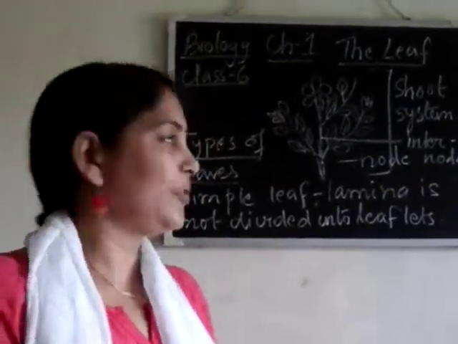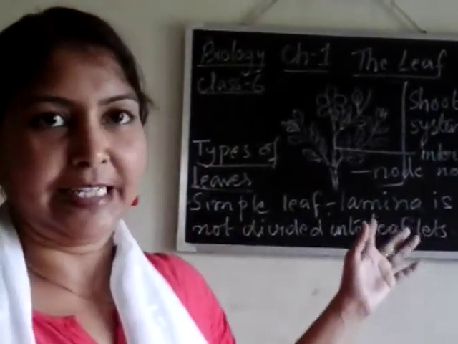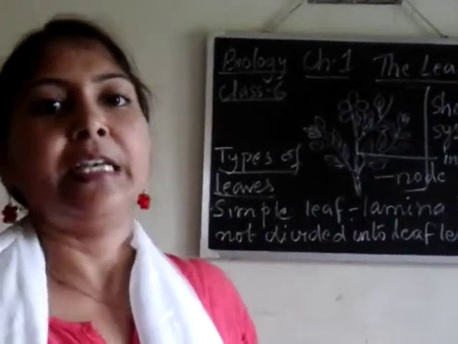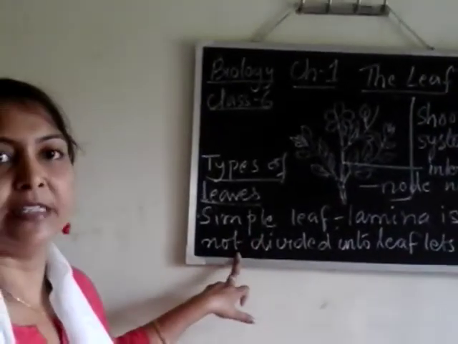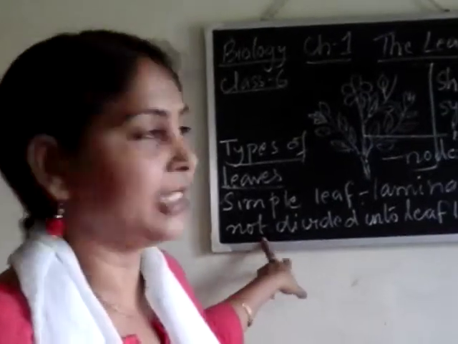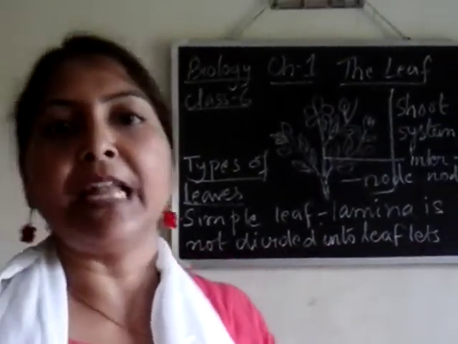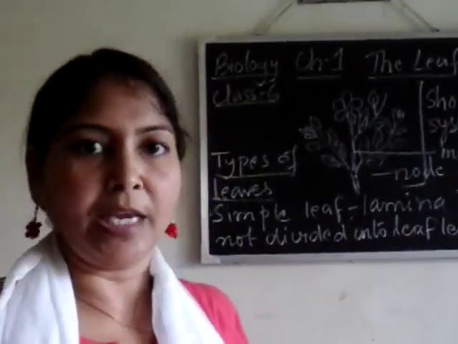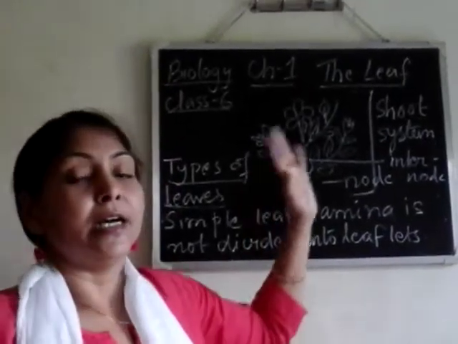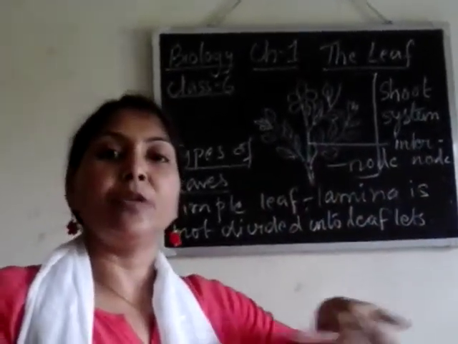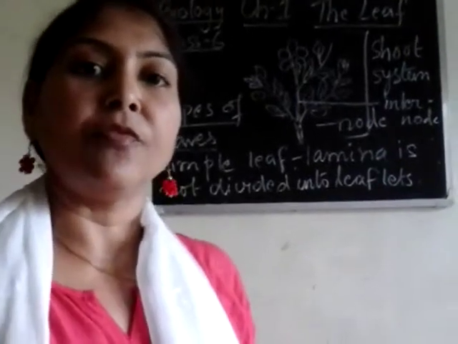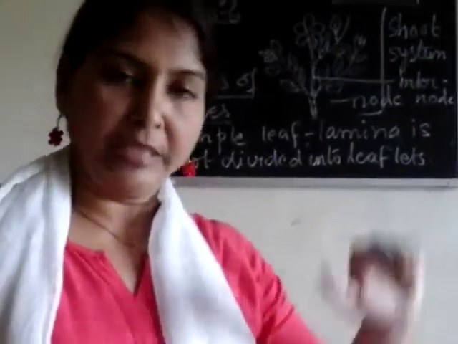Now we move to the next topic, that is the next type of leaf. One we have learned, that is simple leaf. What is simple leaf? In simple leaf, lamina is not divided. And in compound leaf, it will be just the opposite.